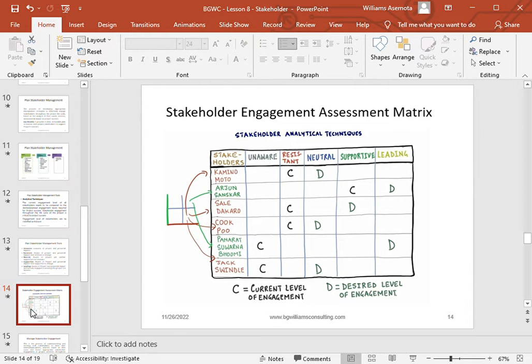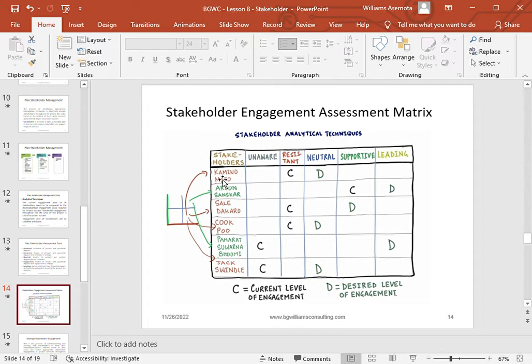You started building rapport. But you also want to check that the way we planned to communicate, build rapport, and engage this stakeholder is how we are actually engaging them. Are we getting the right result? So C in this table is the current level of engagement. D in this table is the planned level of engagement, which can be the desired level of engagement. So this is the analysis table now.